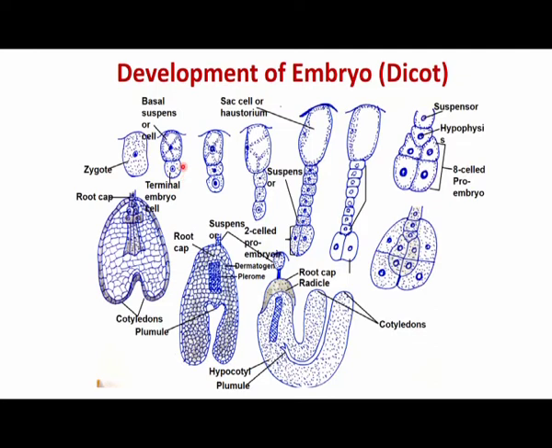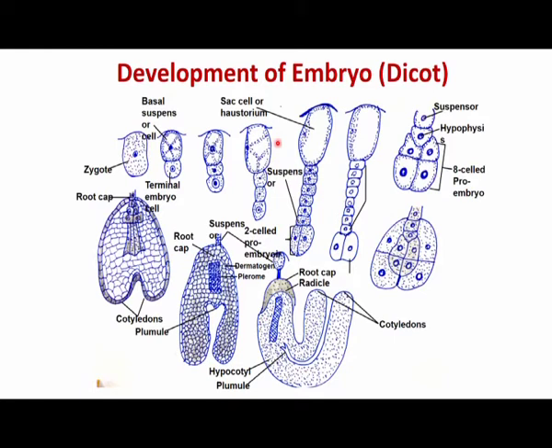The large basal cell is called the suspensor cell because it lies toward the micropylar end of the embryo sac. The smaller terminal cell is called the embryonal cell, and that is towards the chalazal end of the embryo sac. The basal cell, the suspensor cell, divides by transverse division, and the terminal embryonic cell divides by longitudinal division to form a tetrad.